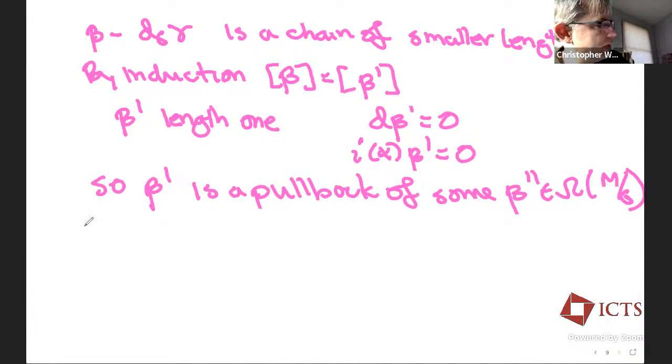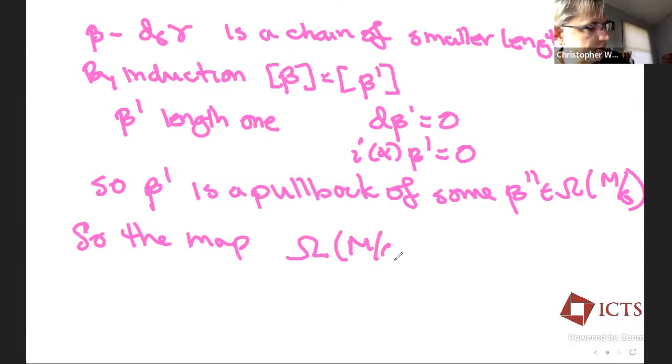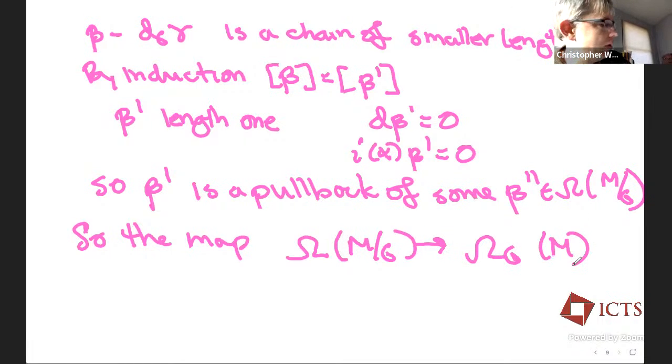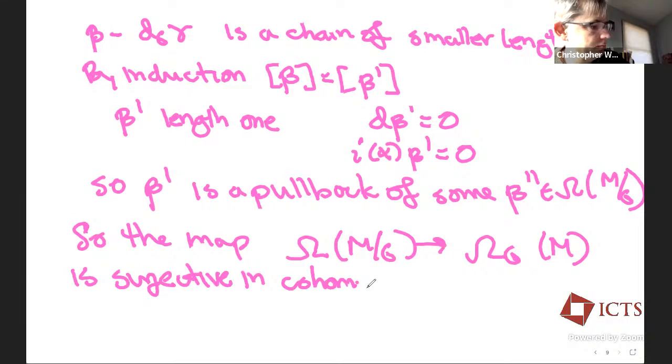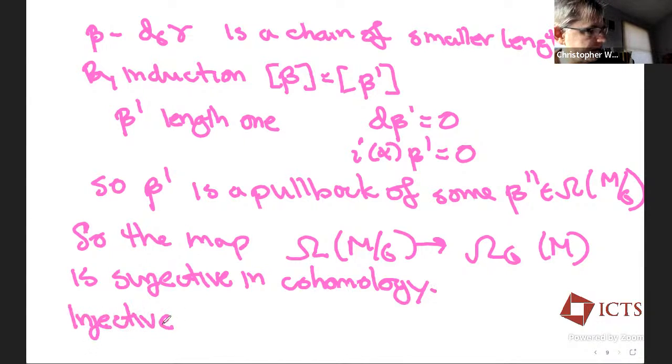So this shows that the natural map from forms on M/G into equivariant forms on M is surjective in cohomology. And the injectivity is easier, so that's an exercise.